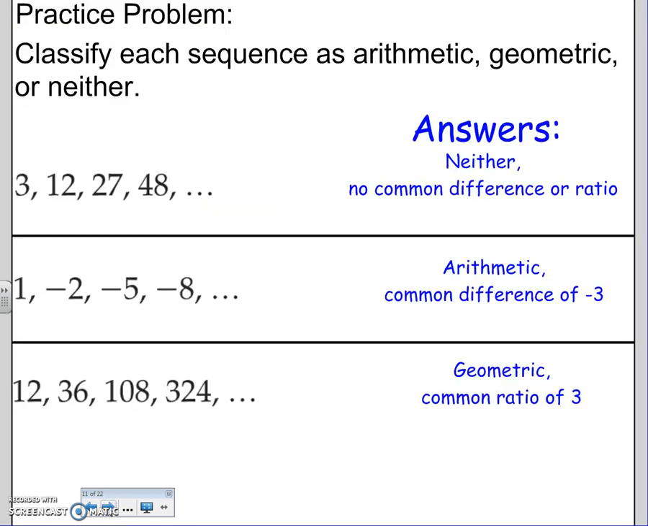Alright, I'll leave you with this practice problem. There's the answer on the right. Try to classify those 3 on the left, and I gave the reasoning.